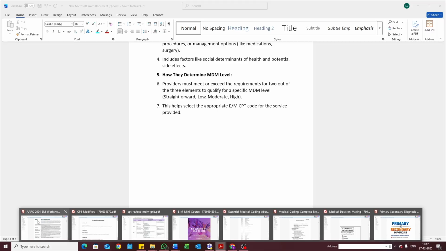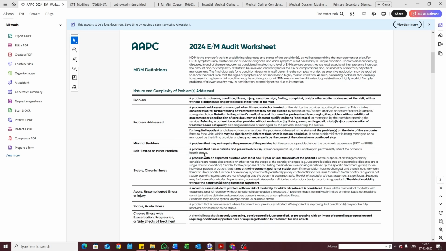So let's see the E/M audit worksheet so you can better understand the terminology and the nature, complexity, and problems addressed. Here, problems. What is a problem? A problem is a disease, condition, illness, injury, symptom, sign, finding, complaint, or other matter addressed at the visit, with or without a diagnosis being established at the time of the visit.